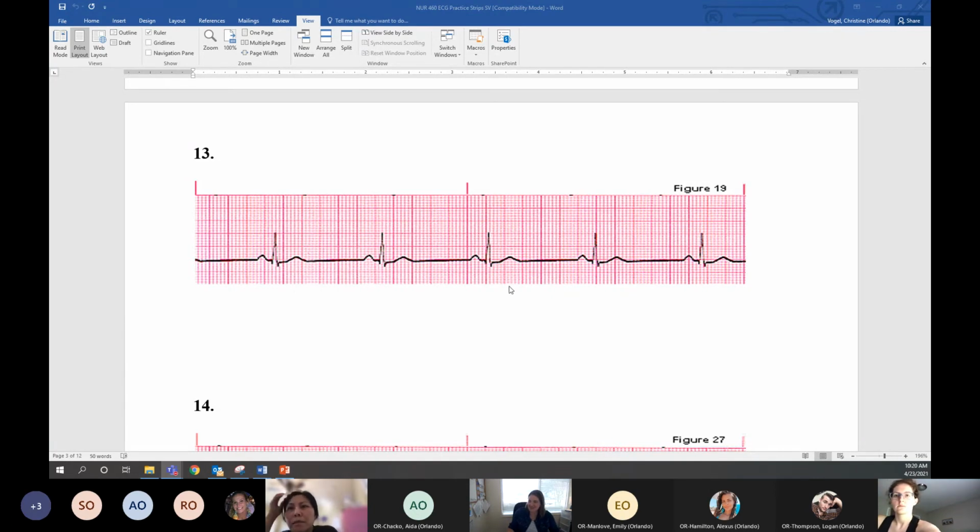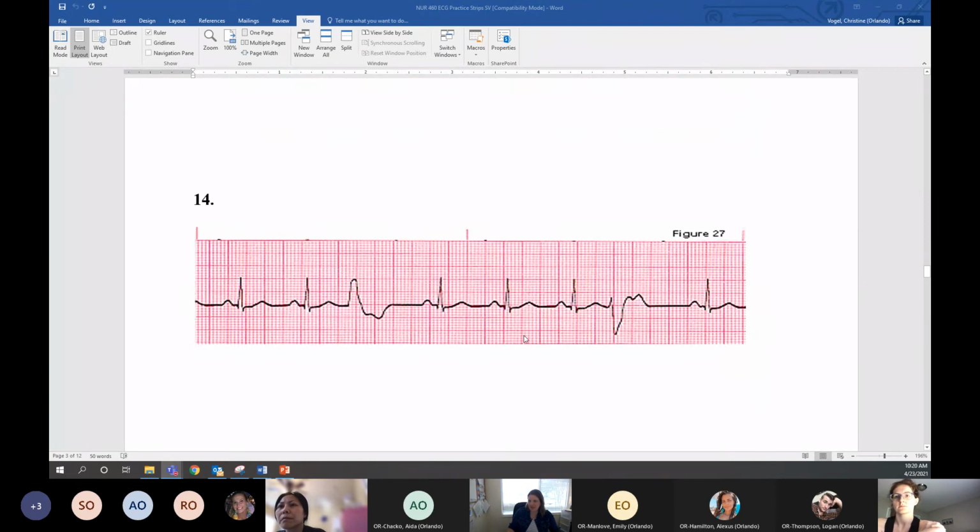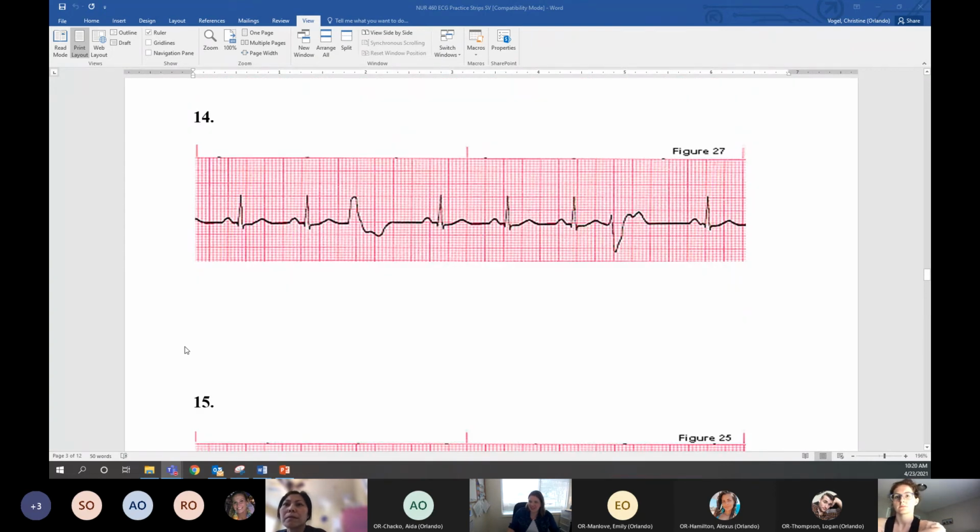Very good. 1, 2, 3, 4, 5. The rate is 50. And is it regular? And the QRSs are nice and narrow, less than 0.12. And the PR intervals are less than 0.20. Really nice job. All right, let's look here. I see a couple little wacky things on here, but underlying rhythm looks pretty good.